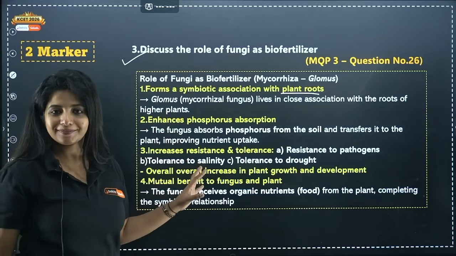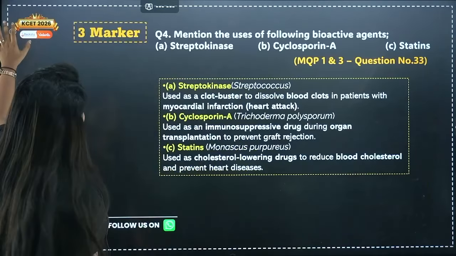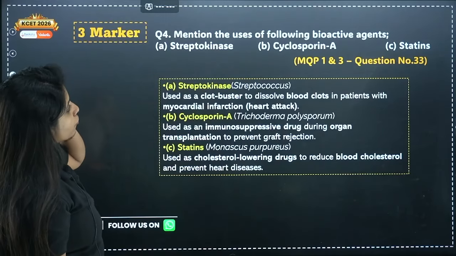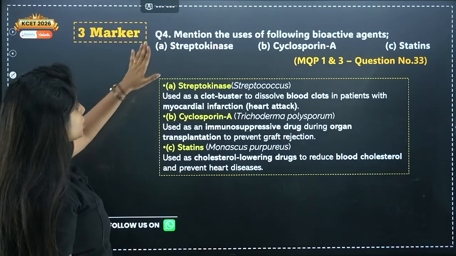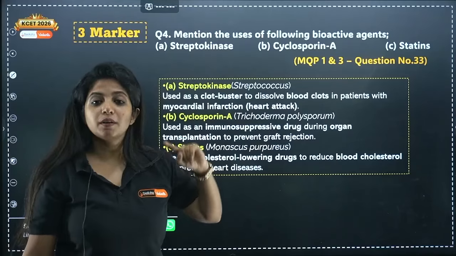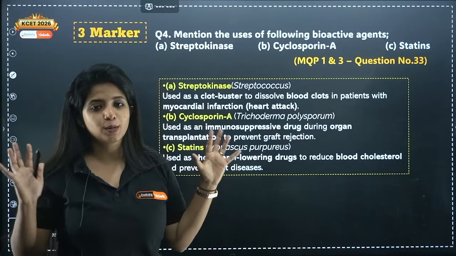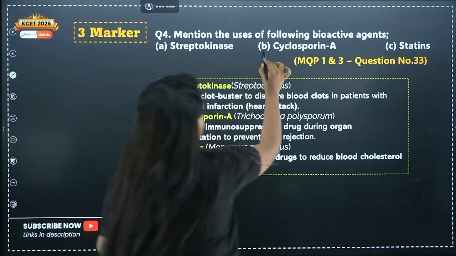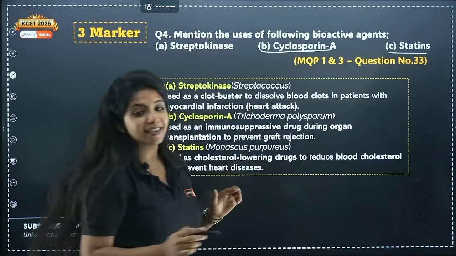I just put it down. Okay? Yes. Now mention the use of the following bioactive agents: streptokinase, cyclosporine and statins. You know what? This question came in MQP1 and MQP2. Question number is 33. Two of the things we discussed. Are you able to recollect it?